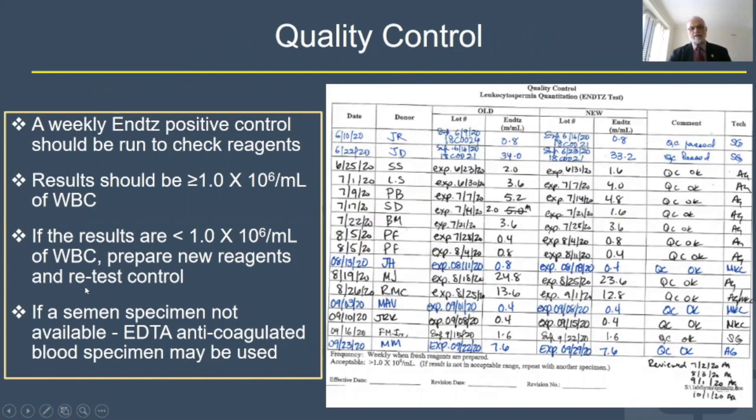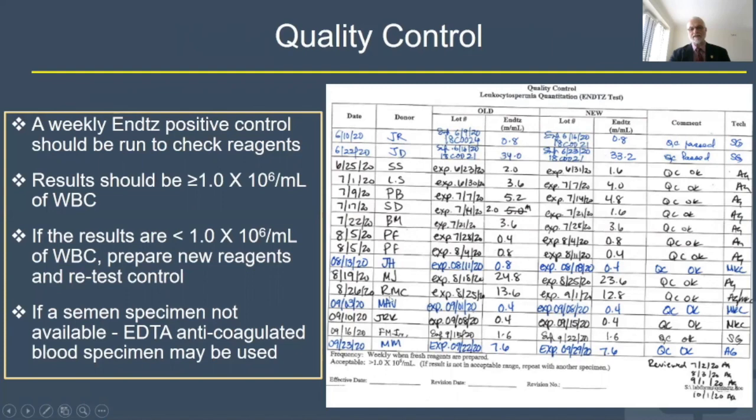Of course, for any normal diagnostic test, we need to do quality control, and that should be done on a weekly basis for the ENS test. The ENS positive control should be run, and the result should be more than or equal to 1 million white blood cells per milliliter. If the results are less, then prepare new reagents and retest the control. If there is no leukocytospermic sample available, one can also use an EDTA anticoagulated blood specimen.